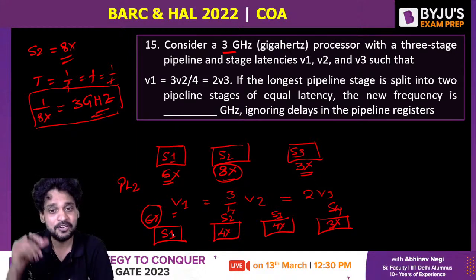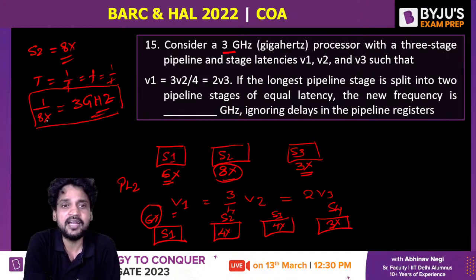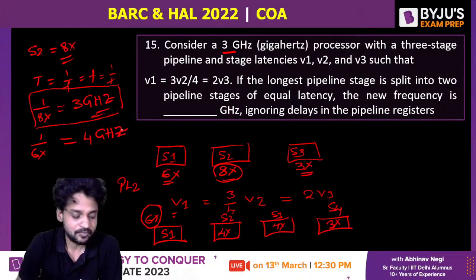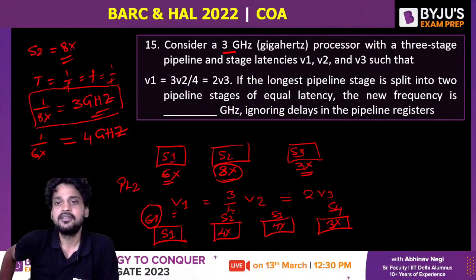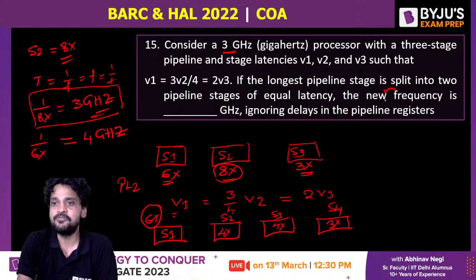Now here we need to find out the frequency. If 1 by 8x is equal to 3 gigahertz, what is 1 by 6x? So if you cross multiply, you are going to get 4 gigahertz. Yes or no? Got my points? Did you understand? Ignoring all the delays in the pipeline registers, what is the new frequency?